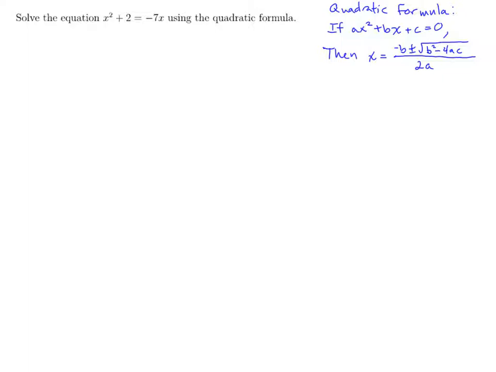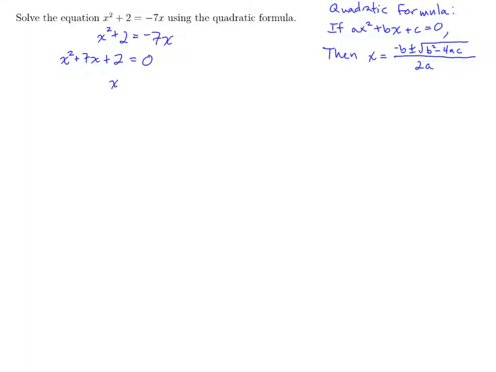x squared plus 2 equals negative 7x is our original equation. And in order to use the quadratic formula, we'll need to set this equation equal to 0. We'll do that by adding 7x to each side of the equation. And that will give us x squared plus 7x plus 2 equals 0. Now we're ready to apply the quadratic formula.